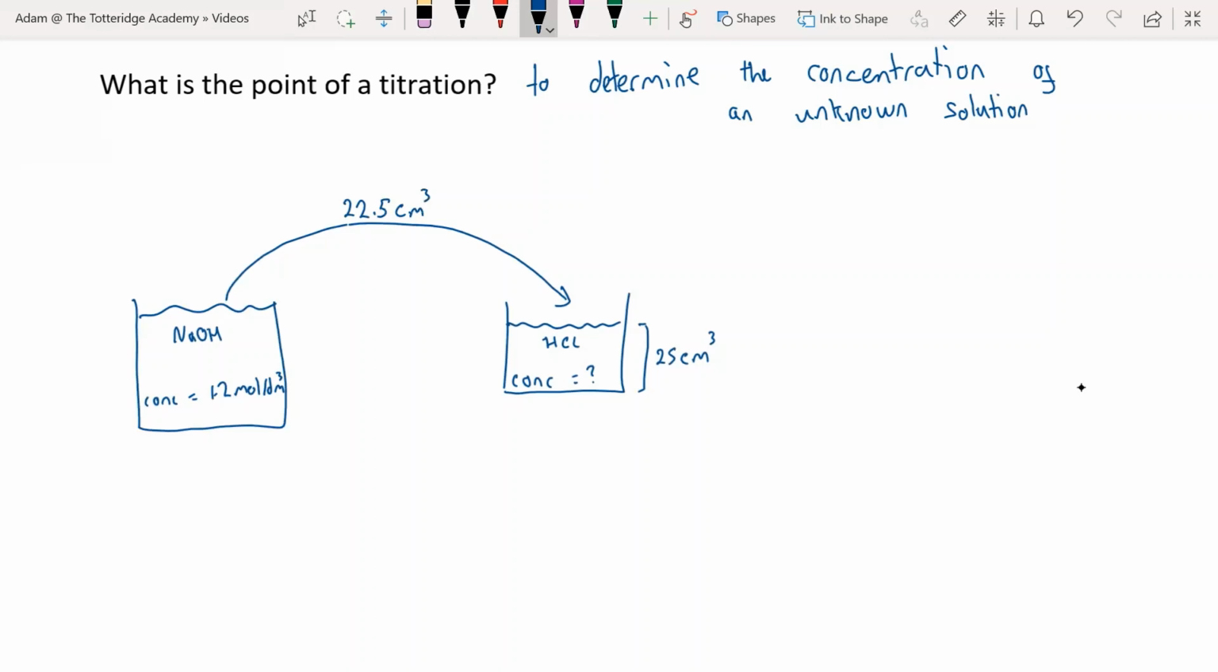Why is that important? It's important because I can actually use that data. I can use this, and I can use this, and I can use this to work out this. So again, I should get a highlighter. Let's go for a pink highlighter. I can use this and this and this to work out that.